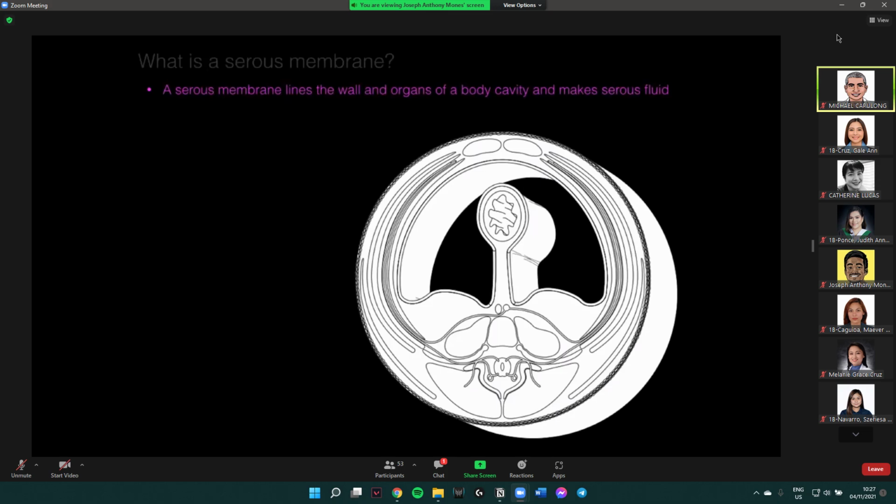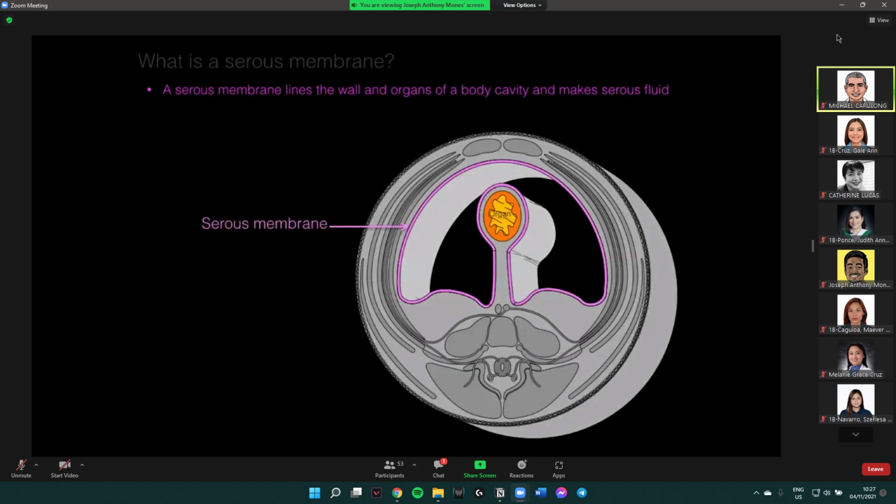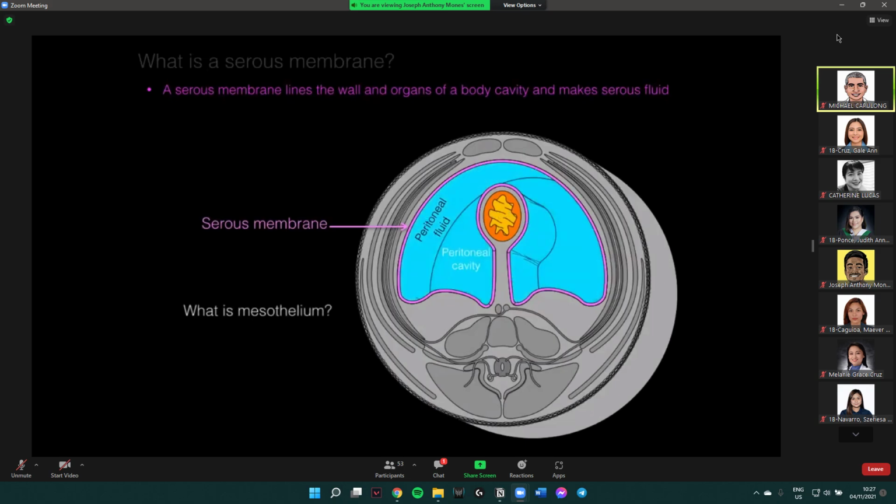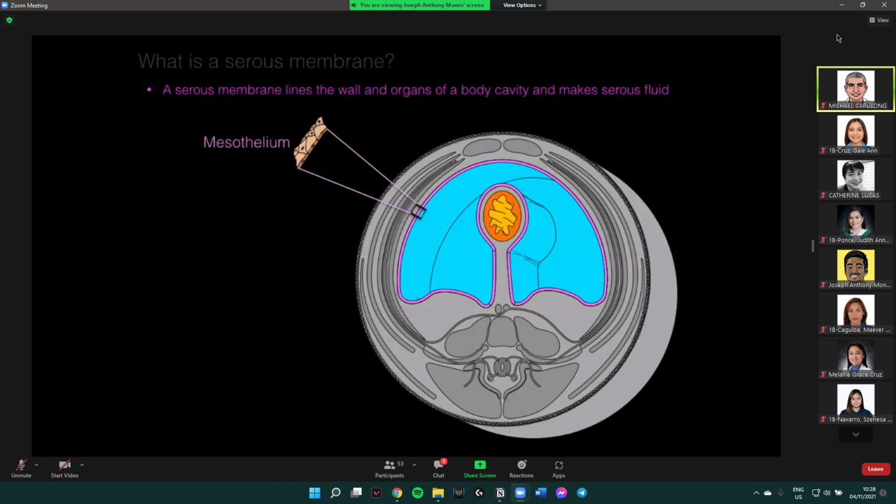So this picture shown here is a cross-section through the abdominal cavity. So that's the serous membrane we're going to talk about. And so in pink, there's the serous membrane lining the abdominal cavity, and it makes fluid. Because this is the abdominal cavity, it's going to be peritoneal fluid, which then goes within the peritoneal cavity, the space or cavity within the serous membrane, and fills it. So what's mesothelium? Well, if we now take a little section like this and blow it up, that's mesothelium. It's the tissue that comprises the serous membrane and makes the peritoneal fluid that goes in the peritoneal cavity.